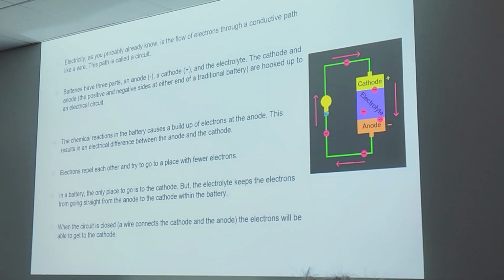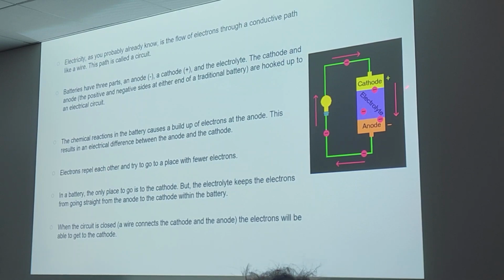So, to wrap up what we just went over. Electricity, as you probably know, is a flow of electrons through a conductive path called a circuit, right? So batteries have three parts: positive and negative, which is the anode. And in between, we have that chemical solution made up of some sort of electrolytes.